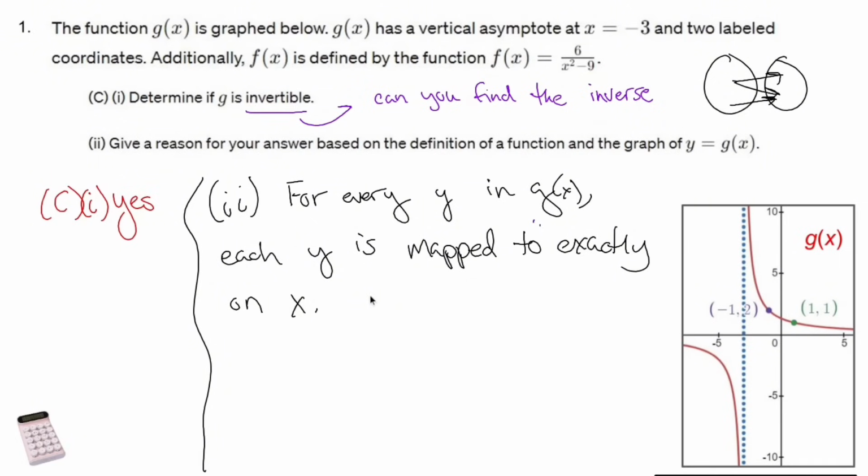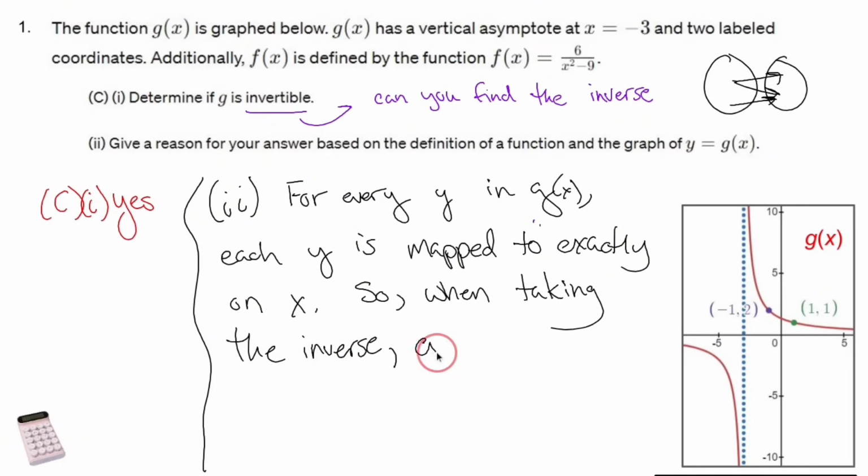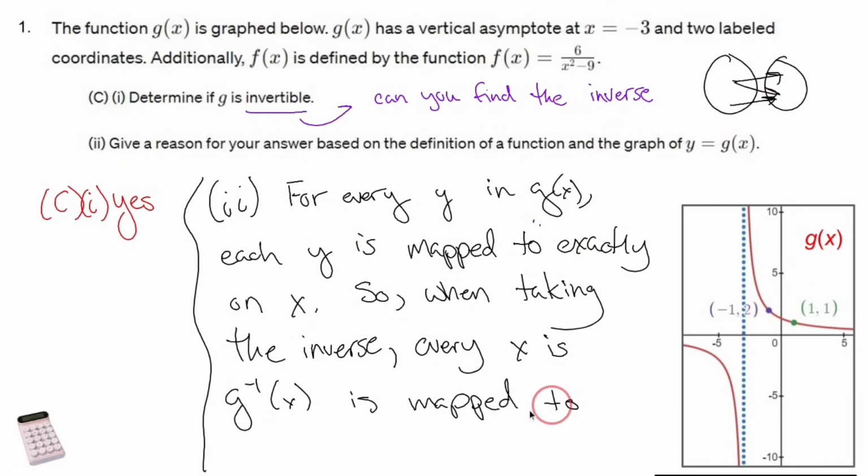Now, why does that matter here? When taking the inverse, every x in g inverse is mapped to exactly 1 y.